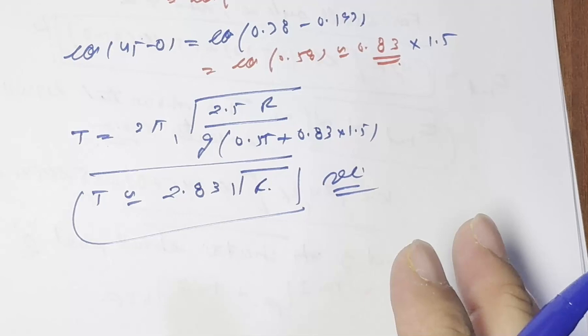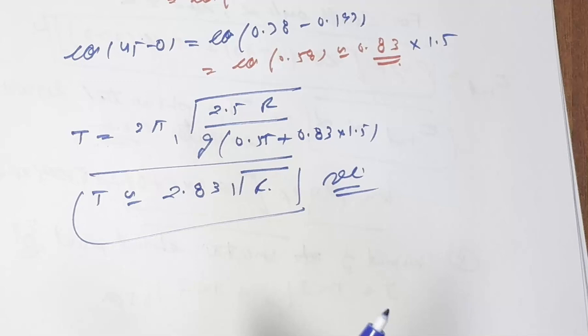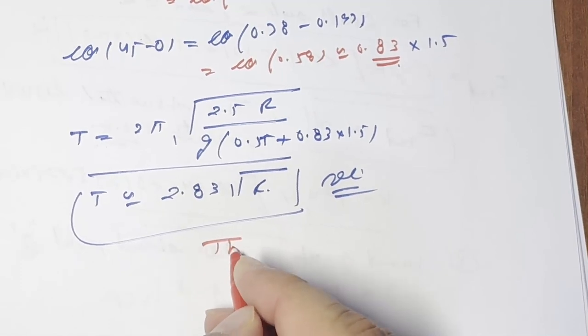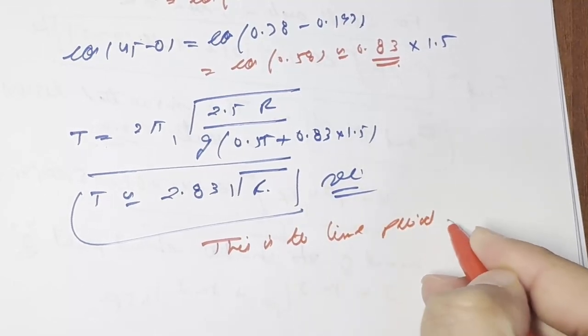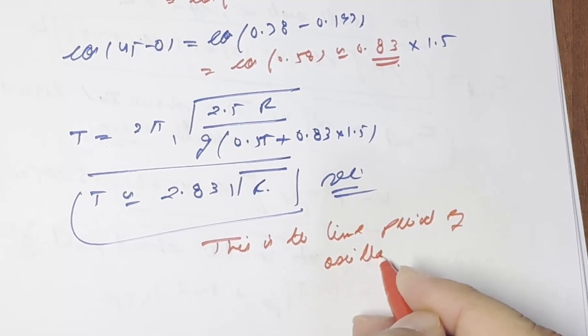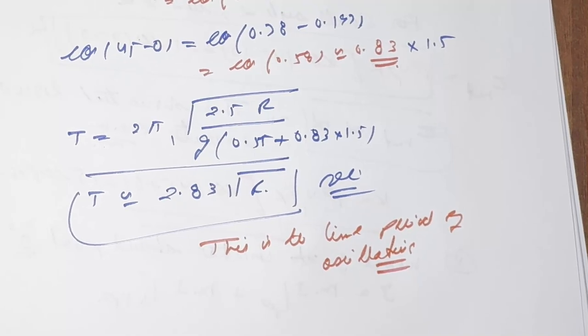So this was quite a lengthy question, but the only thing to keep in mind is that we take the torque with respect to equilibrium, when it is pushed by a small angle alpha, and we equate them, solve it, and get the time period of the oscillation. So you can say this is the time period of oscillations. This completes the question. Thank you.